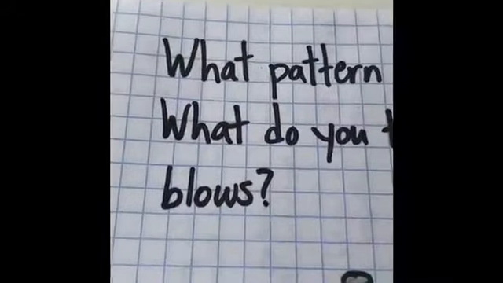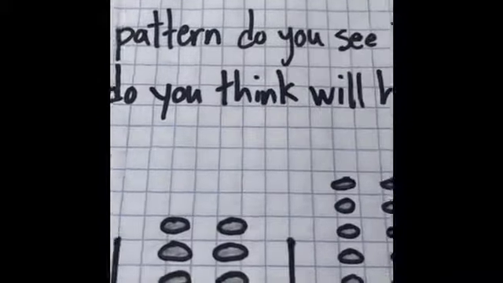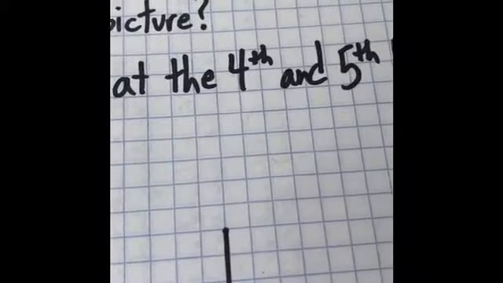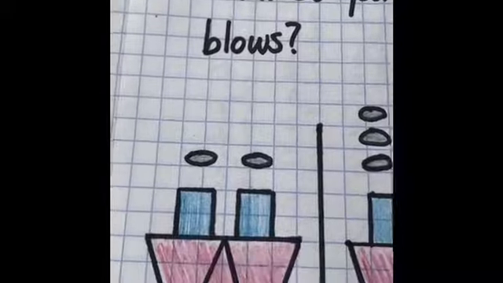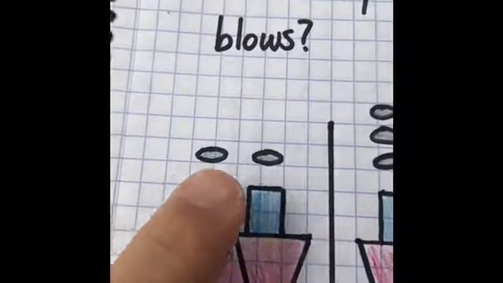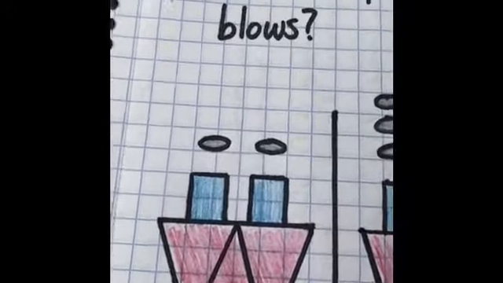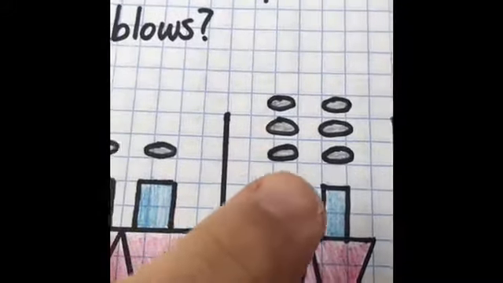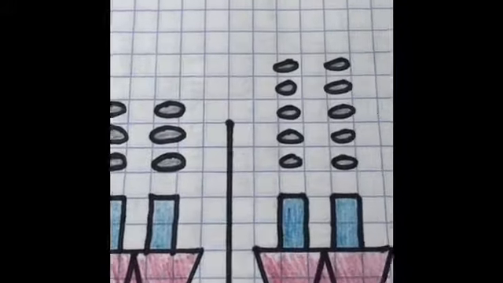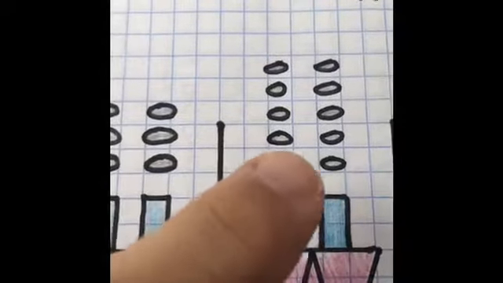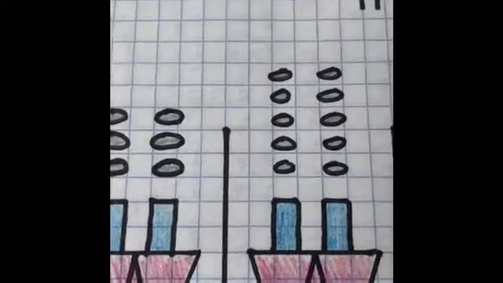So our question says, what pattern do you see in the picture? What do you think will happen at the 4th and 5th horn blows? So let's look. Looks like we have 1, 2 on our first horn blow. We have 1, 2, 3, 4, 5, 6 on our second, and 1, 2, 3, 4, 5, 6, 7, 8, 9, 10 on our third.